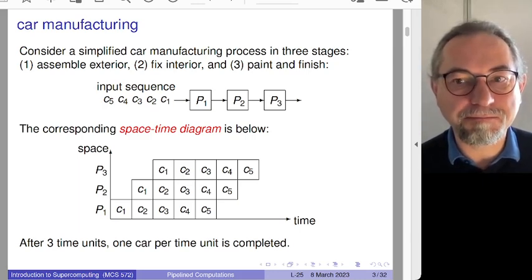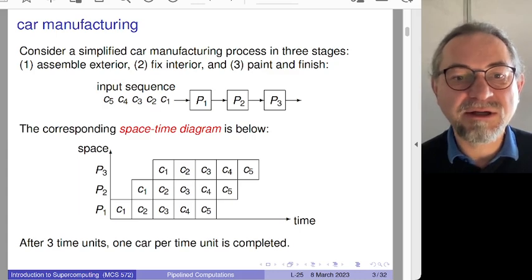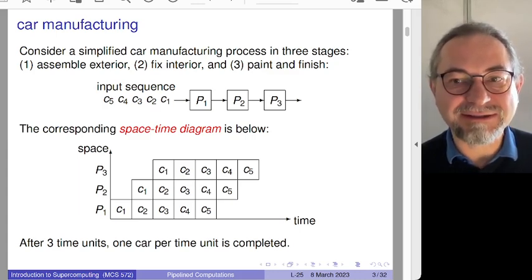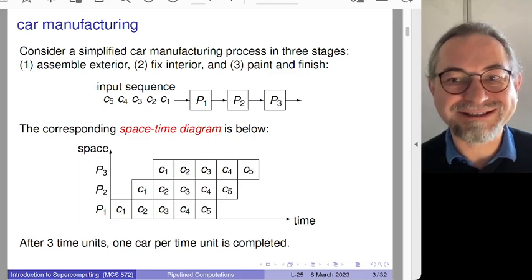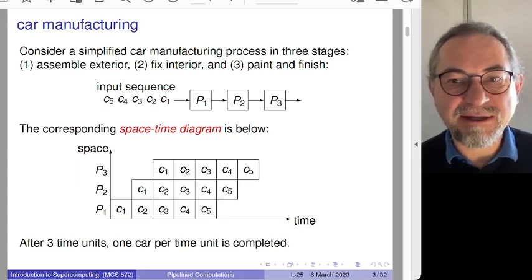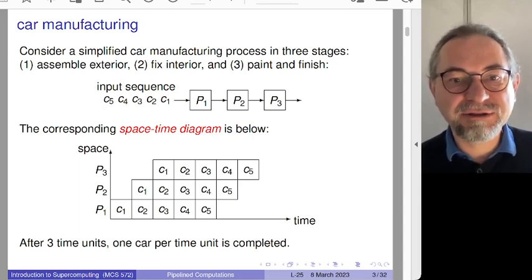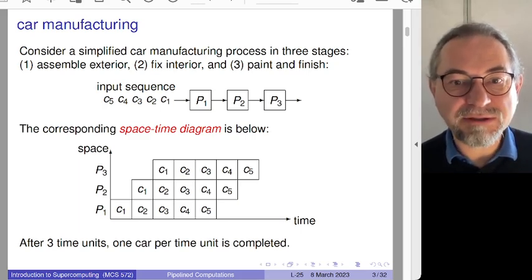But while the C1 moves up through the assembling of the exterior, when that is done, then P1, the process that assembles cars, can already start on the second unit. So what the space diagram demonstrates is that it takes 3 time units for the first car, but after that every car takes only 1 time unit.